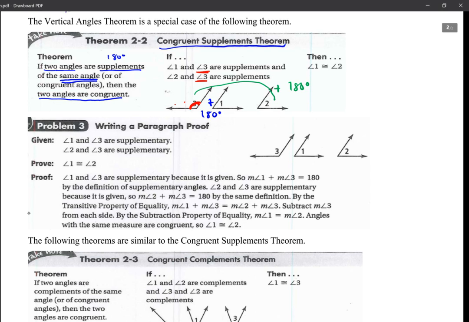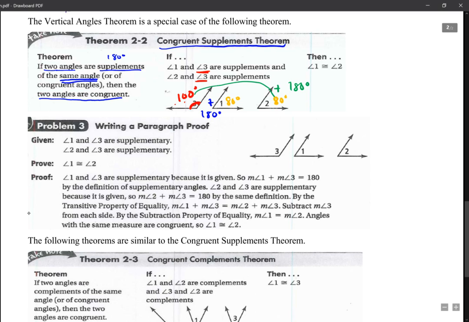So let's look at this in numbers. If you're ever stuck and having difficulty, try throwing in some numbers. So if angle 3 measures 100 degrees, what do you know about angle 1? Well, angle 1 has to measure 80 degrees because we know they're supplementary. Now let's look at the second case. If angle 3 measures 100 degrees, what does angle 2 have to measure? Well, angle 2 has to measure 80 degrees because we know they are supplementary.